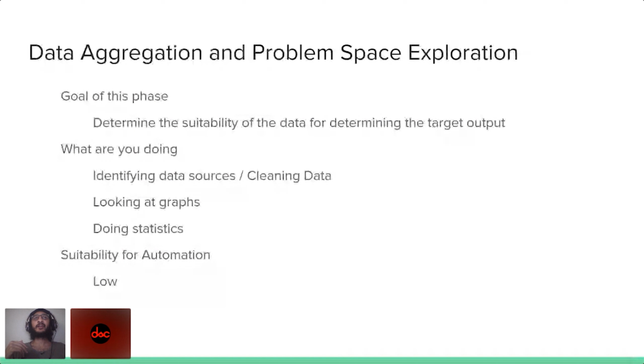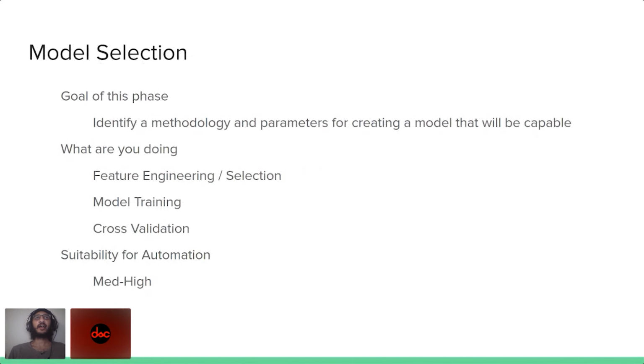So when you're doing model selection, which would be the next step here, and I actually set this up as, this may not be exactly what you would consider model selection, but I include basically the whole feature engineering and selection process in here as well. And this is all because what we're trying to do is just identify both a methodology and the underlying parameters that are required for creating a model that's capable of, or a skillful learner for, that particular type of problem.